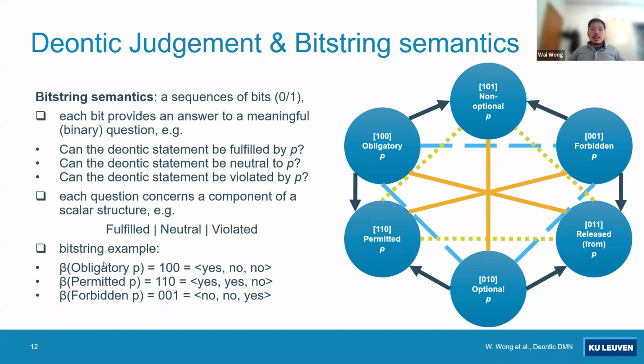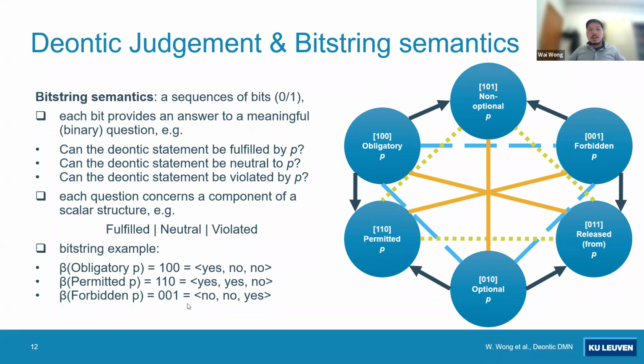Then we can say that if you are obligated to do P, then doing P will be 100. So yes to the first question, no to the second, no to the third. What that means is, if you come to this meeting and you have an obligation to come, then coming fulfils the obligation. Of course, the obligation is not neutral to your action of coming, because you have an obligation to do so, and definitely your obligation is not violated by you coming to this meeting. So that's why it's a yes, no, no situation.